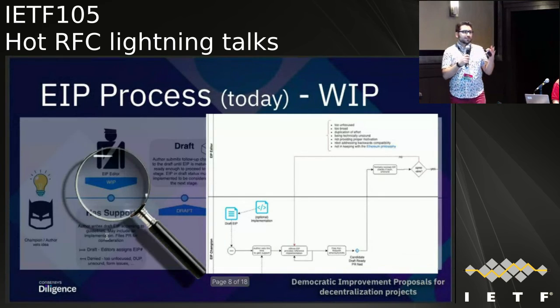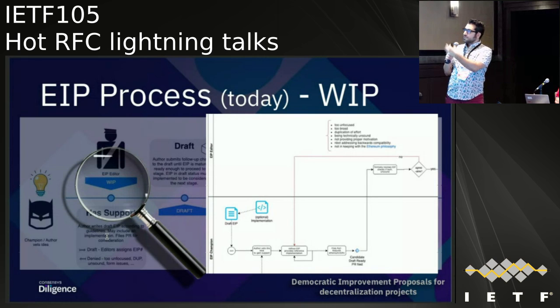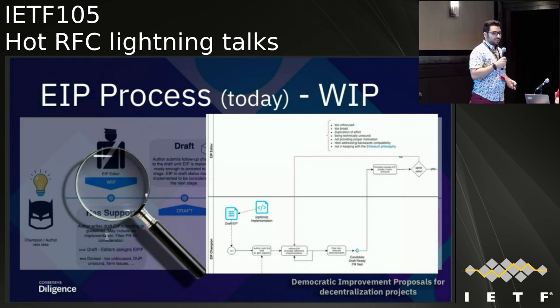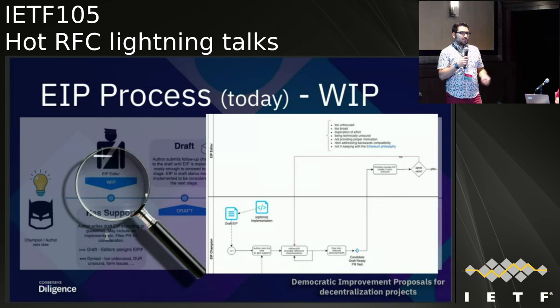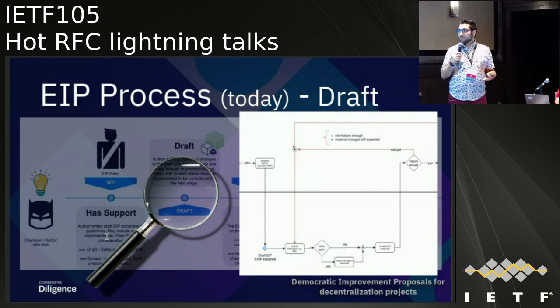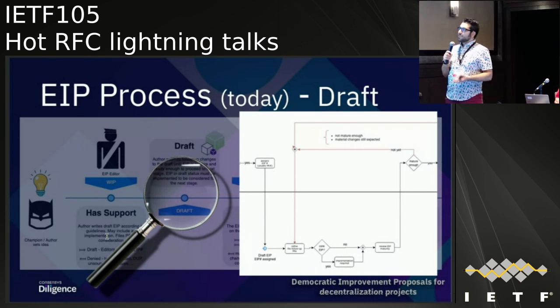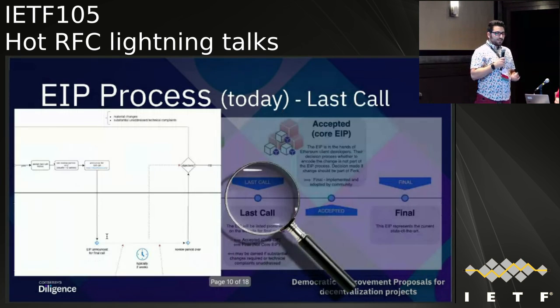When it gets the community support, it gets the work in progress draft, and basically they write this. It should be matured, and if it's a core EIP, it needs implementation. They basically talk about the proof of concept. After that, it is assigned the EIP number, and it goes to a draft mode. Here, the EIP author would discuss and further mature the draft so that it actually makes sense and has some more support. And after that, it goes to the last call.